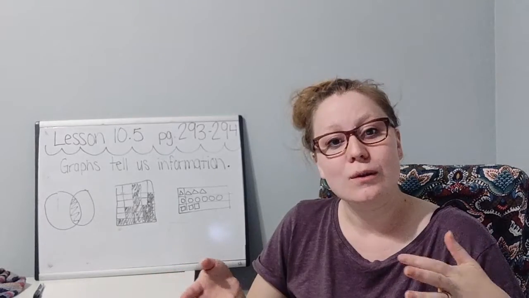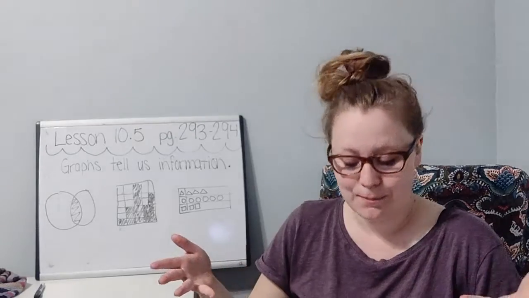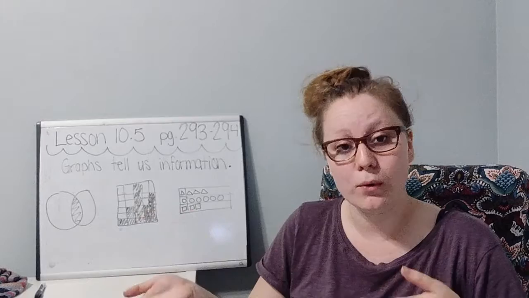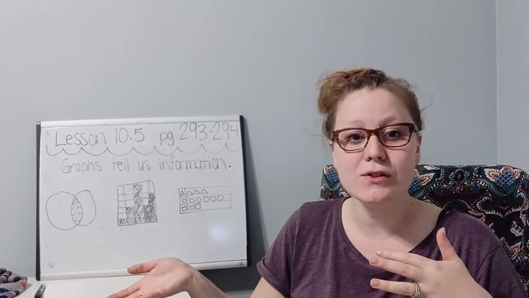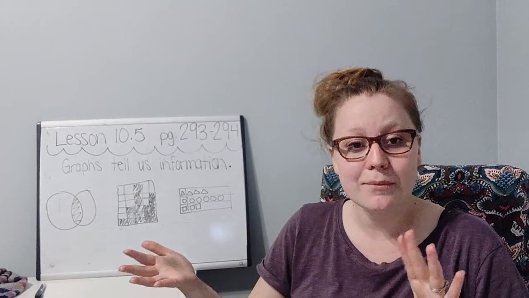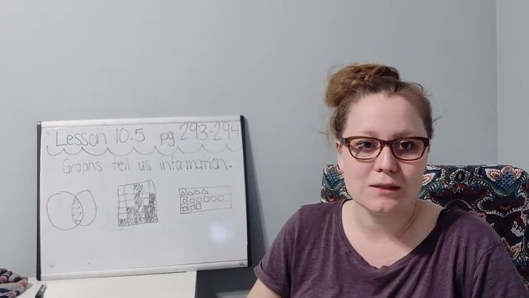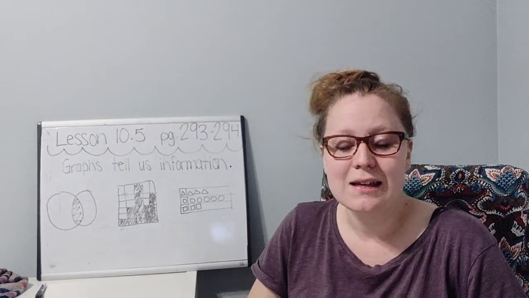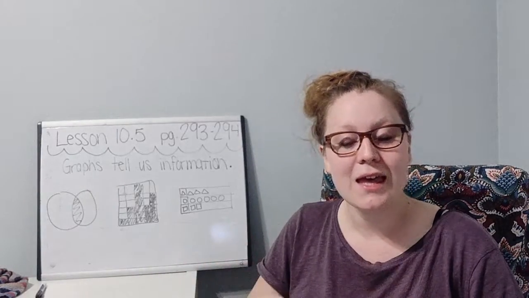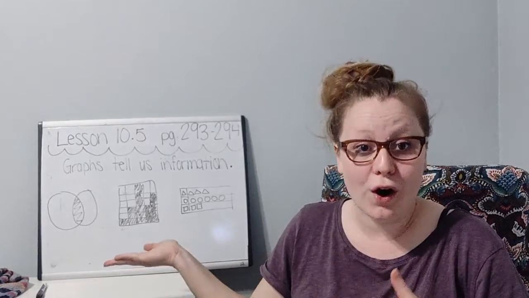The information could be words, or it could be numbers or symbols. And each graph could use both words and symbols or pictures. Some graphs will use just words. Some graphs will use just pictures. Some graphs will use symbols and numbers. It depends on the type of graph. So, real quick, let's take a look at some of the graphs that we've looked at so far.